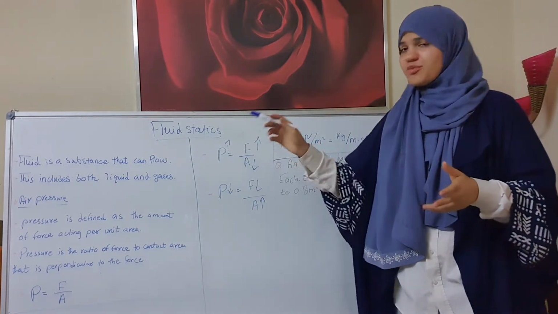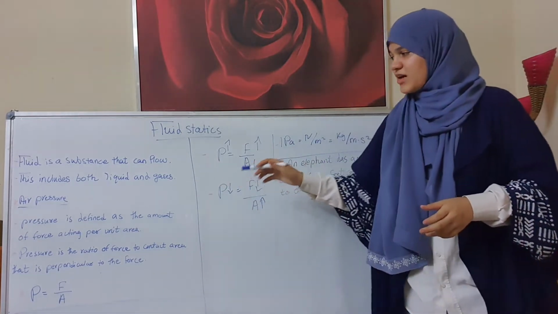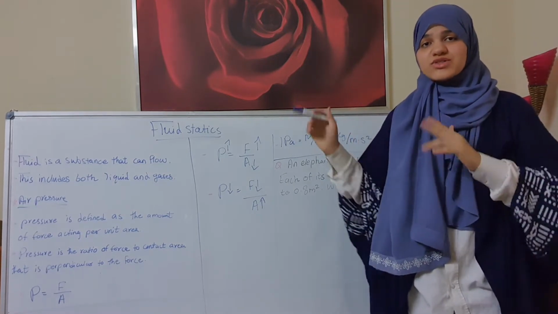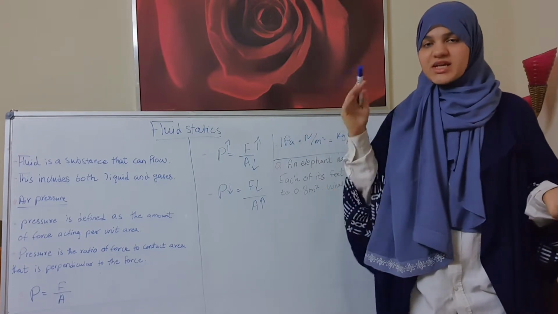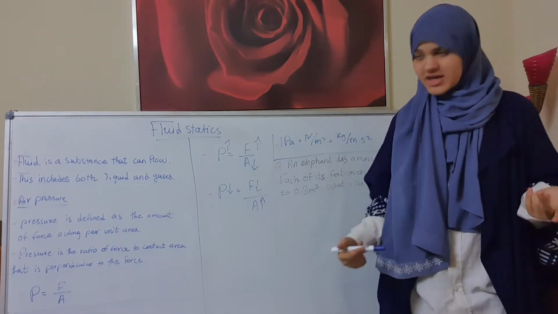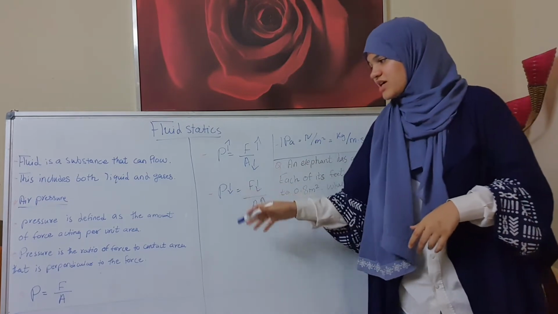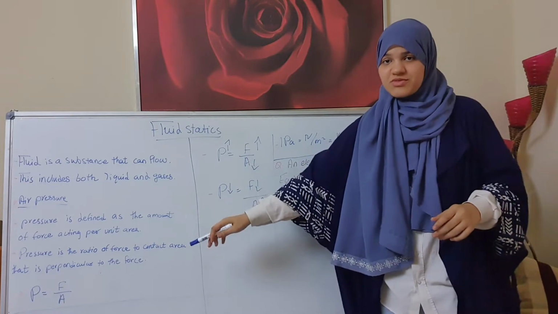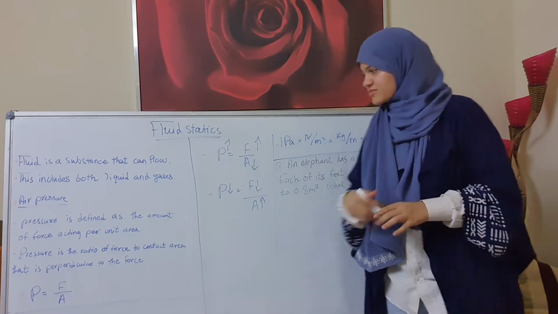So for that, air pressure is defined as the amount of force acting per unit area. That means pressure is equal to force over area, or P is equal to F over A, capital letter F over capital letter A. Now pressure is the ratio of the force to contact area that is perpendicular to the force. As we see here, mathematically, the formula is P is equal to force over area.